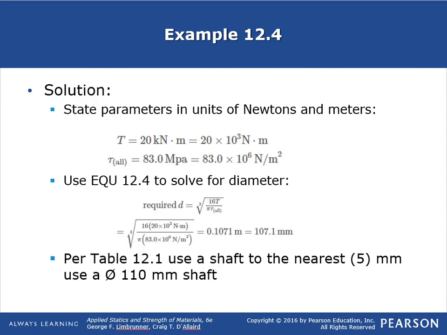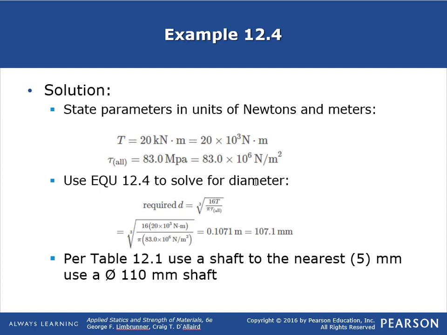When we're working in SI units, the first thing we're going to do is put all of our terms in units of newtons and meters. So we're going to put our torque in terms of newton meters. That's 20 times 10 to the 3rd newton meters. And then the allowable stress is in MPa, which is newtons per square meter. So that's 83 times 10 to the 6th newtons per square meter.